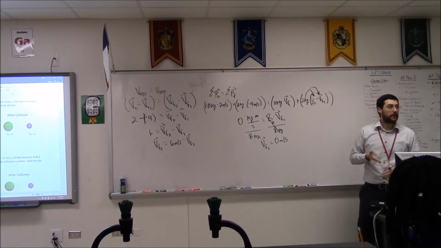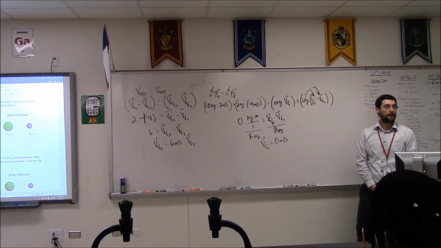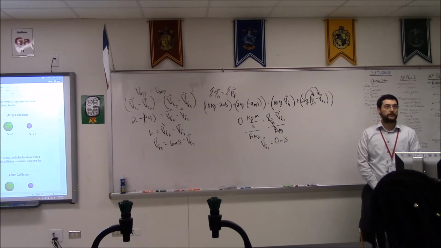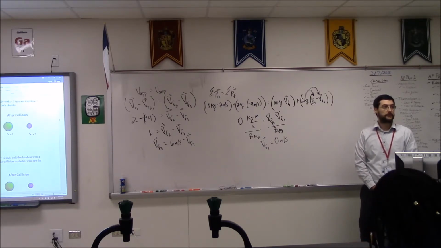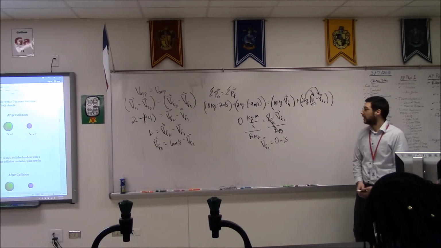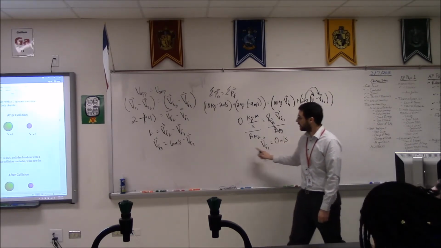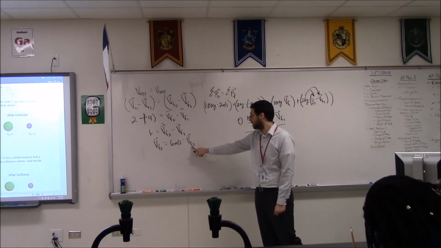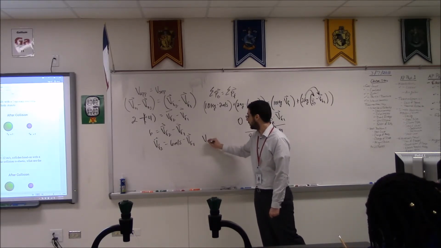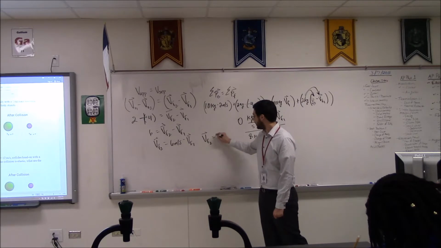So now we're going to take this V final 1, which is 0, and plug it in right here. So what does V final 2 equal? 6 meters per second. Very good.